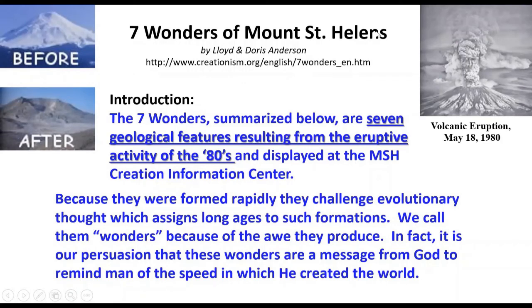So here are 7 wonders of Mount St. Helens. Okay, 7 geological features resulting from this eruptive activity. Because they were formed rapidly, they challenge evolutionary thought, which says long ages to form these things. We call them wonders because of the awe they produce. In fact, it is our persuasion that these wonders are a message from God to remind men of the speed in which he created the world. God can create in 6 days and rest on the 7th day.